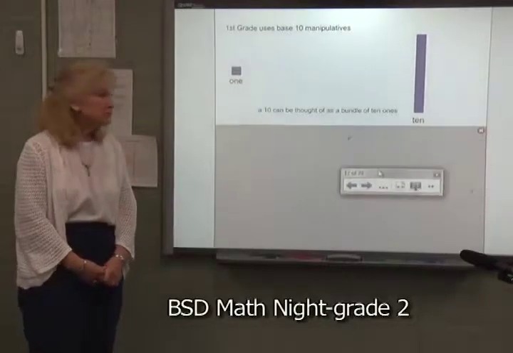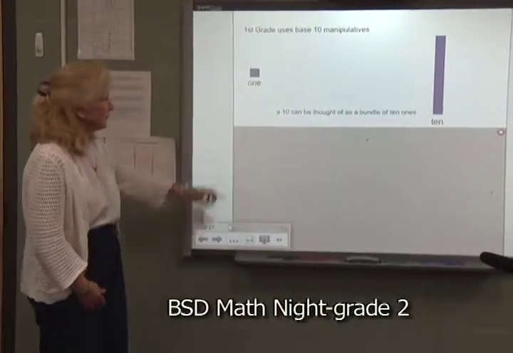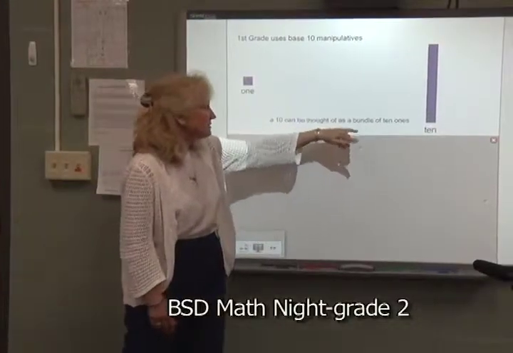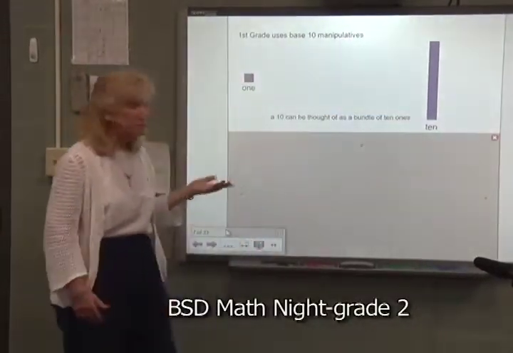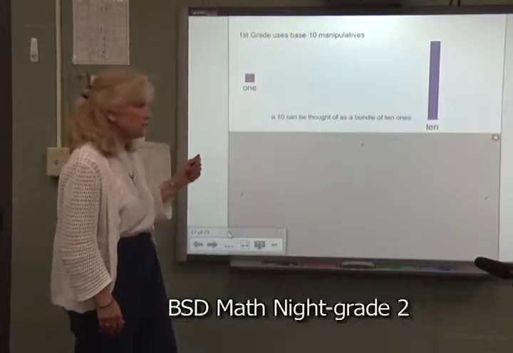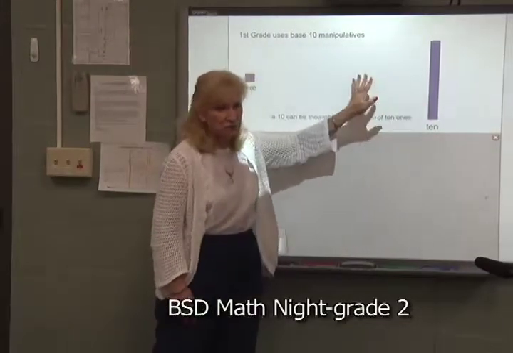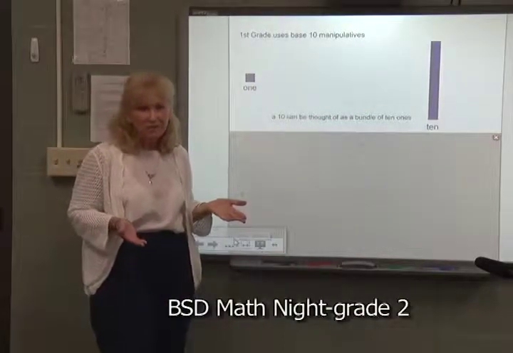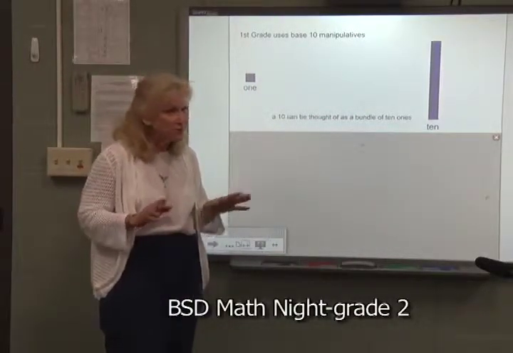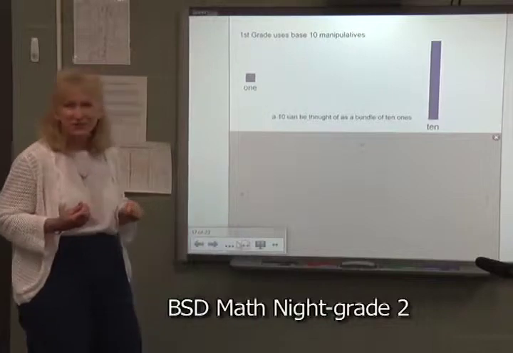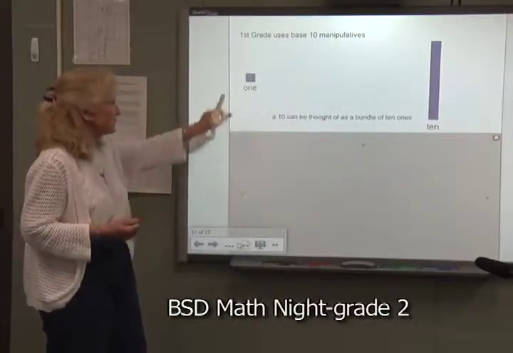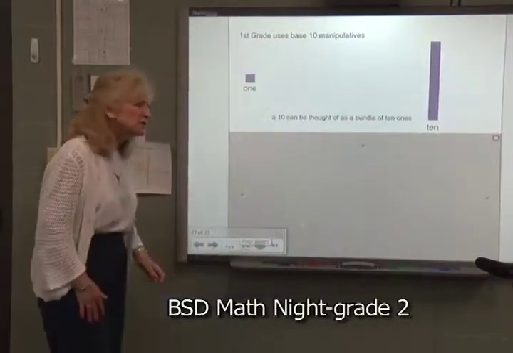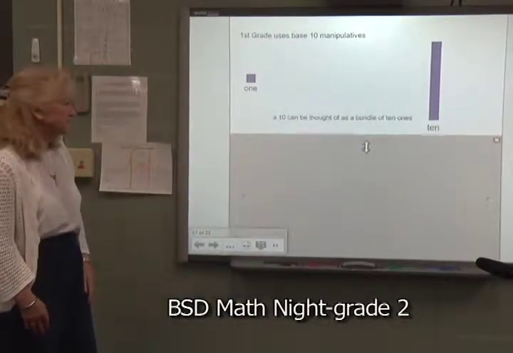First grade could also use base 10 manipulatives. 1 single unit. A 10 can be thought of as a bundle of 10 ones. Now, we don't call these rods or sticks. Some of the manipulatives in the classroom are yellow. We'll call them French fries. No, those are pet names. We're speaking with precision for vocabulary. So this is a 1. This is a 10. Let's look at what it looks like to think with these.